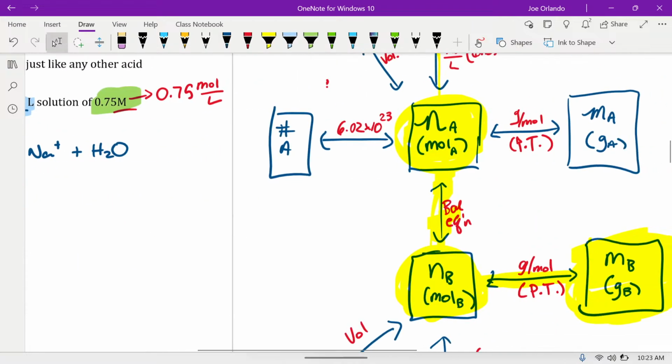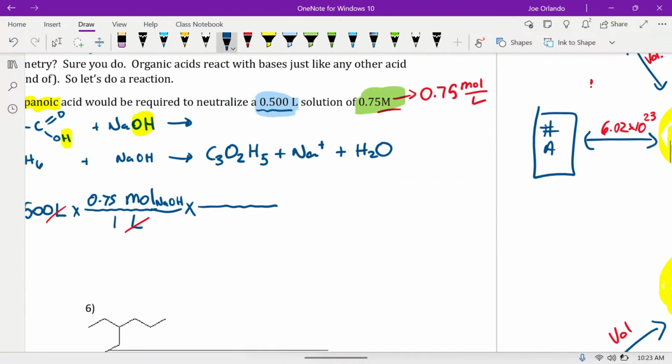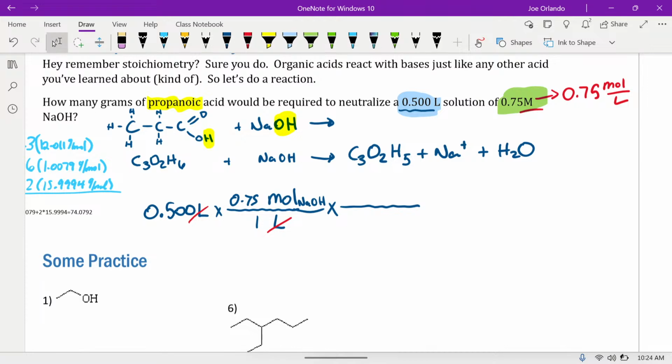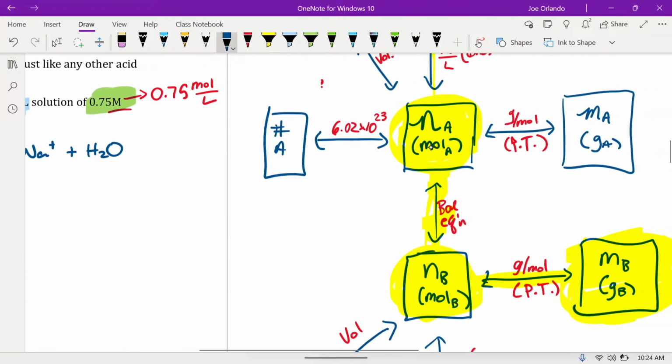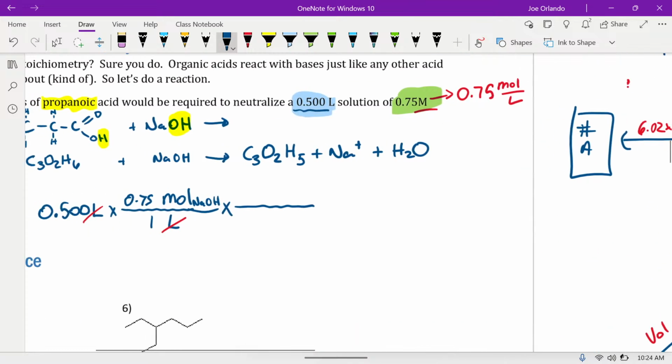What's our next step? We don't want to talk about moles of sodium hydroxide. The question asked about propanoic acid, right? So how do I go from moles of one thing to moles of something else? I look at the balanced equation. So what don't I want to talk about? The moles of sodium hydroxide. Good. Where do I put it?